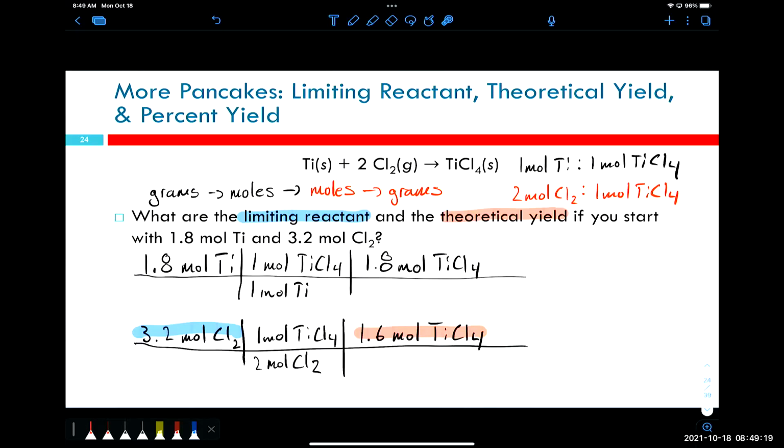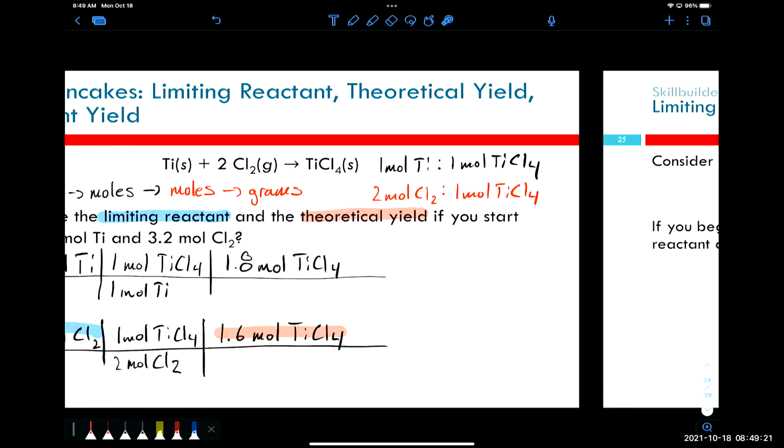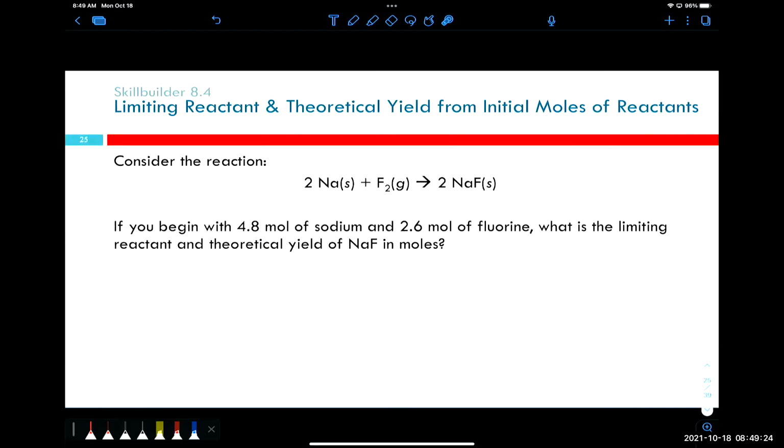Okay. Moving on then. So we got another example here. If you begin with 4.8 moles of sodium and 2.6 moles of fluorine, again, what is our limiting reactant and theoretical yield, but this time of sodium fluoride in moles? So it's pretty much the exact same setup. Actually, it is the same setup, exactly. All right, so we're given moles for both of these. So we know that we can just go from moles, use our mole ratio, and convert to whatever our final product is.